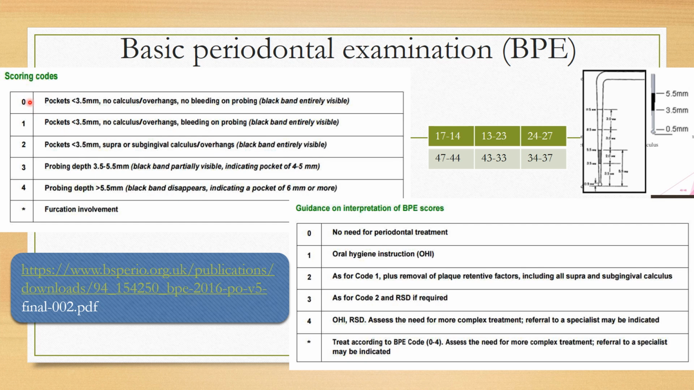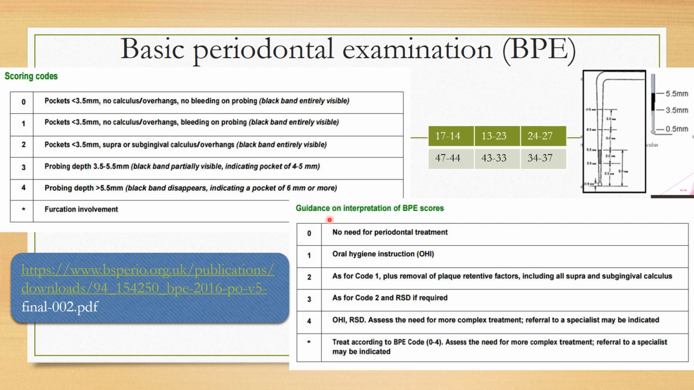So 0 is quite normal, 1 is with bleeding on probing, 2 is with calculus or overhang. The black band is entirely visible for 0, 1, 2. Whereas for 3, the probing depth will be between 3.5 to 5.5, so the black band will be partially visible, indicating a pocket depth of 4 to 5 mm, which is mild periodontitis. If the probing depth is greater than 5.5, the black band totally disappears, which indicates a pocket depth of 6 mm or more. If there is any furcation involvement, it is denoted as star. So these are the scoring codes under BPE.